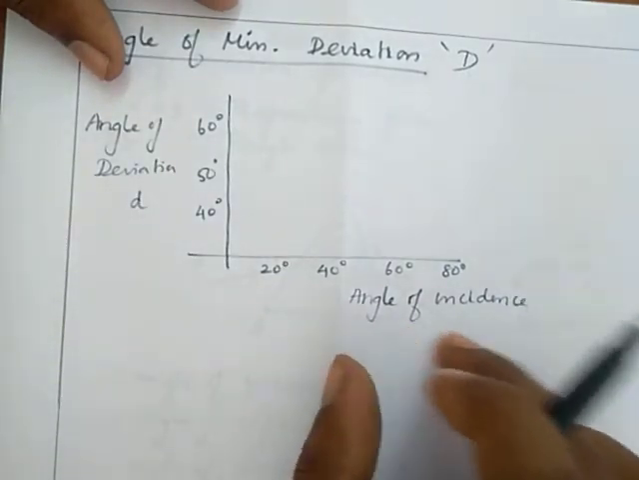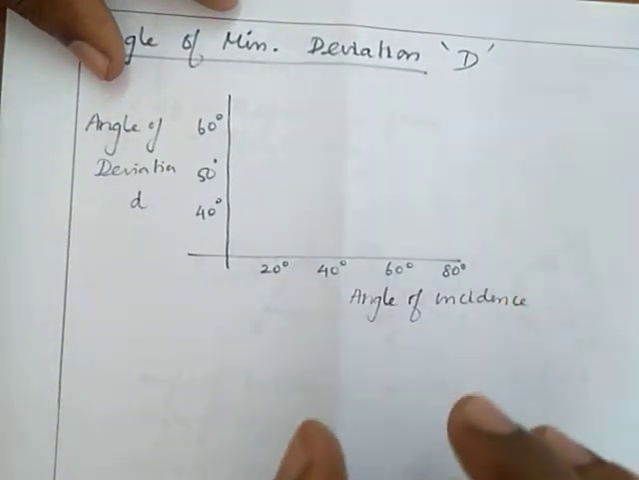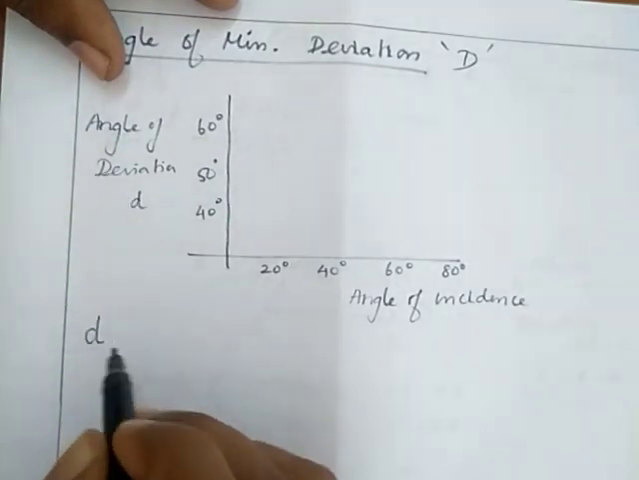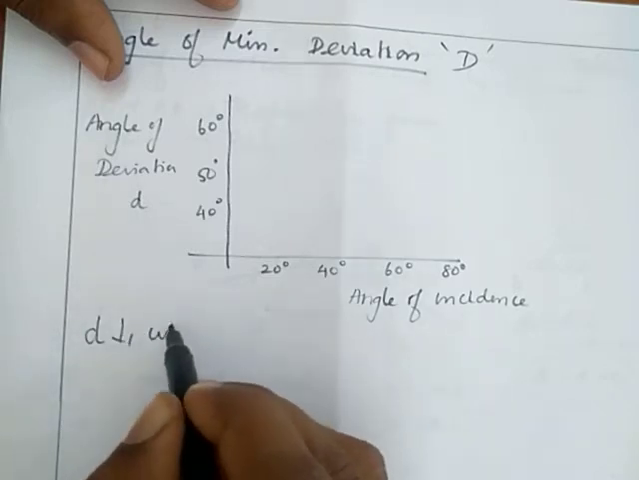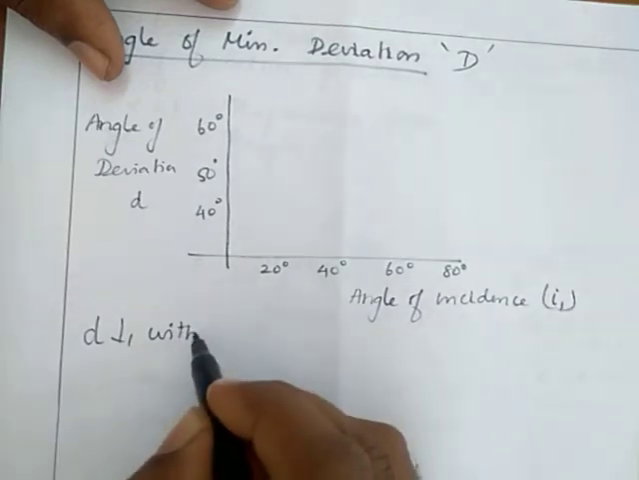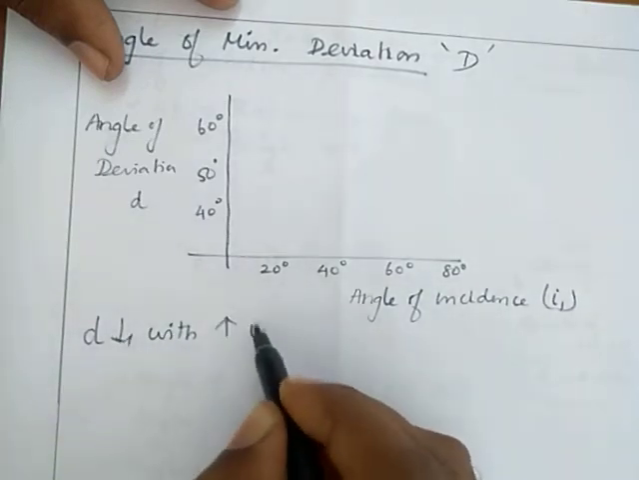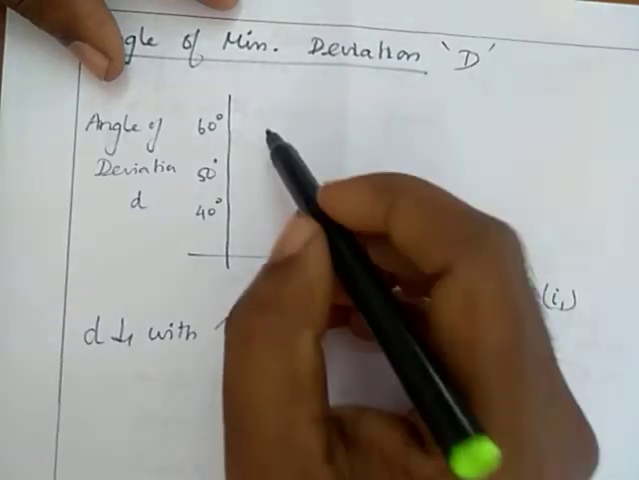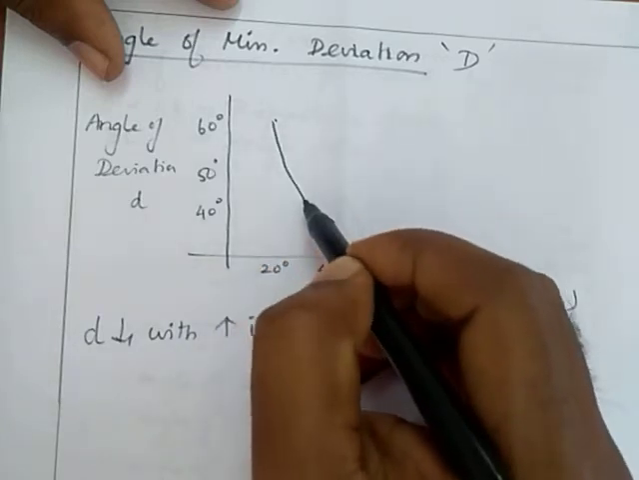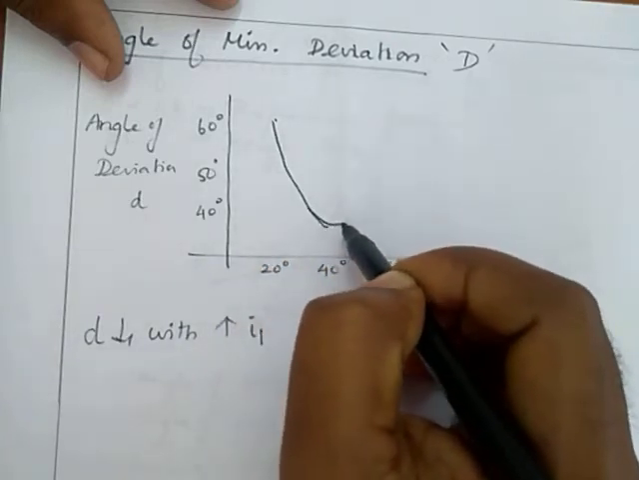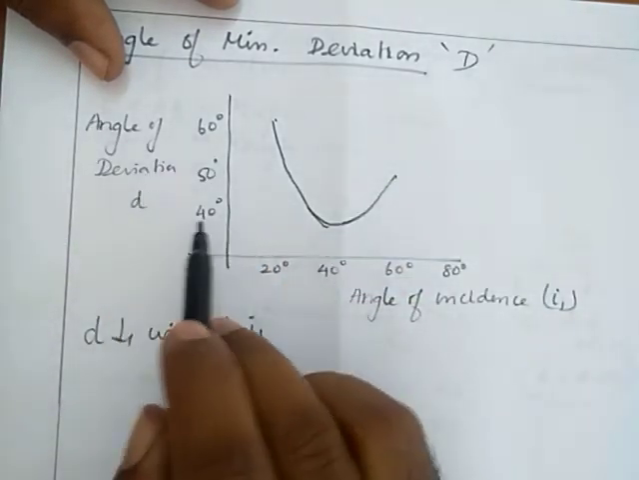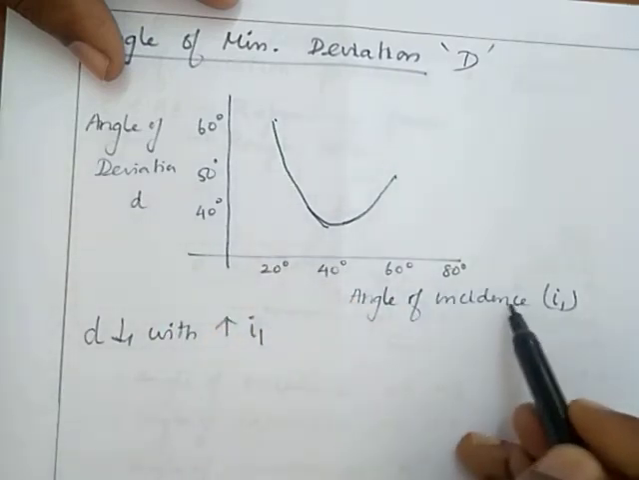From the observation we found that the value of the angle of deviation d decreases with increase in angle of incidence, that is I1. The angle of deviation decreases with increase in angle of incidence.